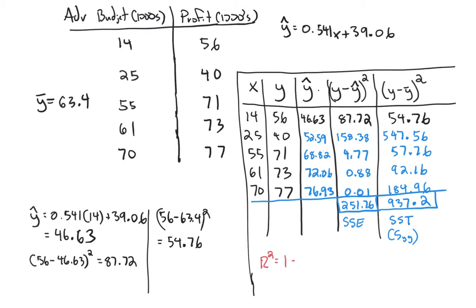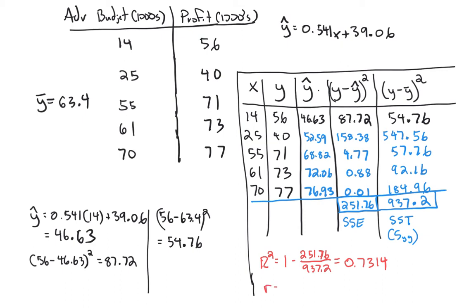It's going to be 1 minus the sum of the squares errors, 251.76 over 937.2. And if we calculate that, we see that we get 0.7314. So the regression explains 73% of the variability in y depending on x.